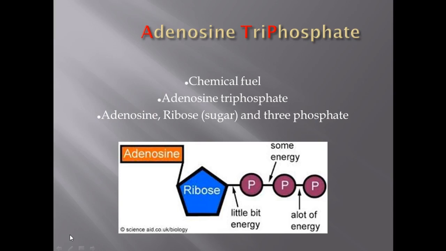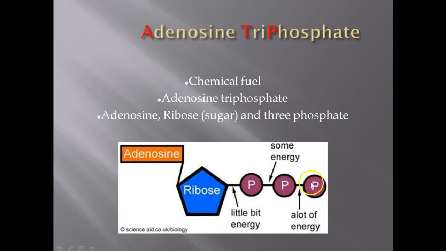It's a little bit more complex than what I'm going to present to you today, but I just want you to have a real general overview of how this works. First of all, ATP is a chemical fuel. It's made up of three general parts: an adenosine, which is a nitrogen type compound, a sugar called ribose, and then there are three phosphate groups that are attached to the end.